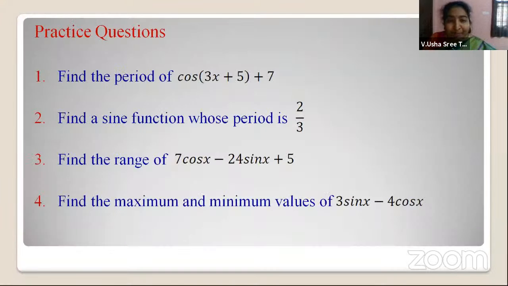And here are some practice questions. Simple questions, and at the same time you will be able to solve 2 mark questions if you solve these. We have discussed what is period, and how to calculate the function when the period is given. We have seen how to calculate range and also maximum and minimum values. Thank you. You can take the screenshot of the practice questions also.